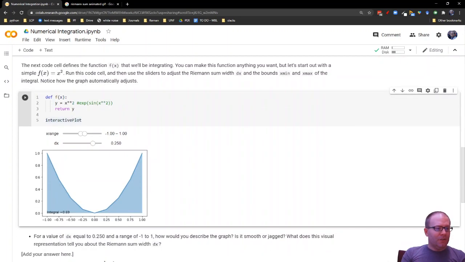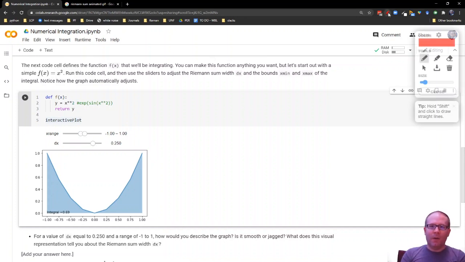So here's our sliders. Notice that you have two controls. You have your x range and you have your dx. Let's just work with the default for right now to get an idea of how good of an approximation this is. We are calculating the integral of x squared dx from -1 to 1.